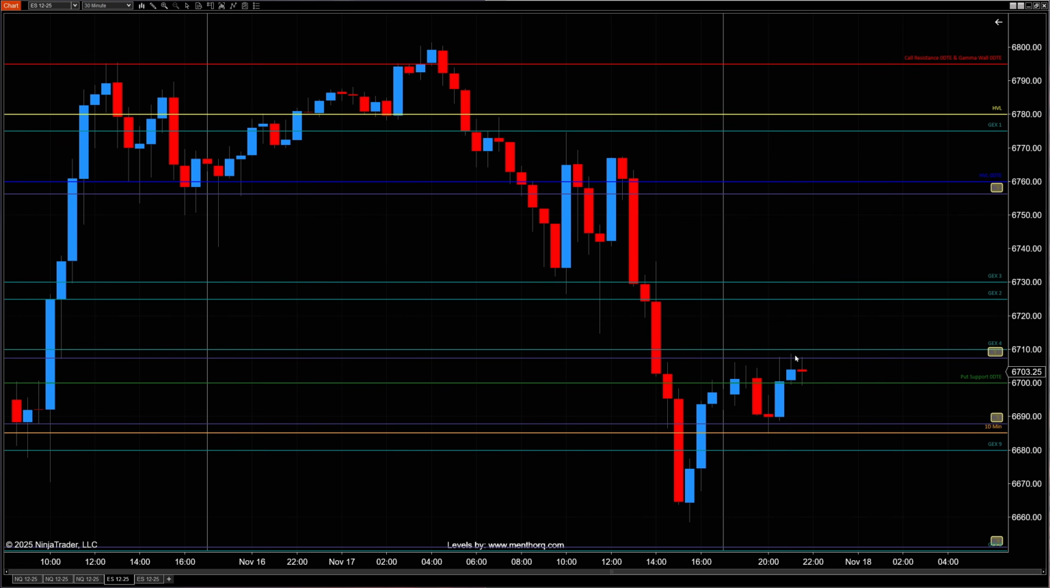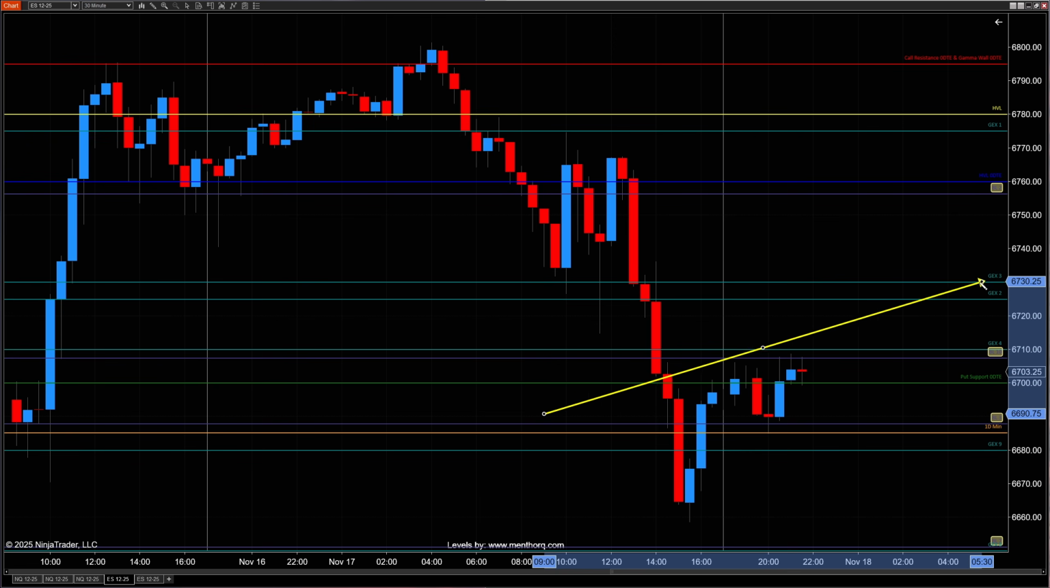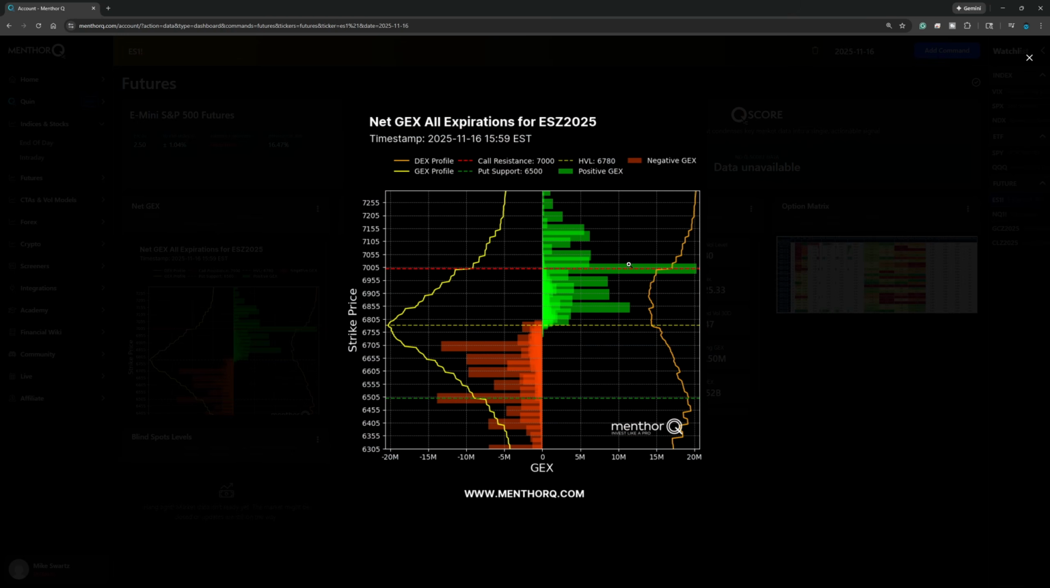So as we come over and look at these levels real quick, we can see the GEX levels automatically displayed on my chart. Put support is going to be a critical level for me, along with any of these GEX levels. You see a GEX, the lower the GEX level, the stronger the GEX level is. So a GEX 1 would be the highest GEX level. A GEX 2 would be the second highest GEX level.